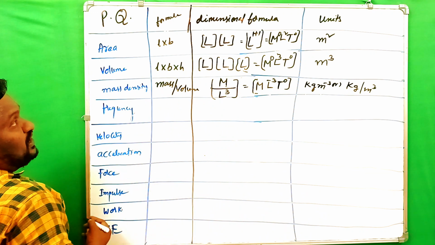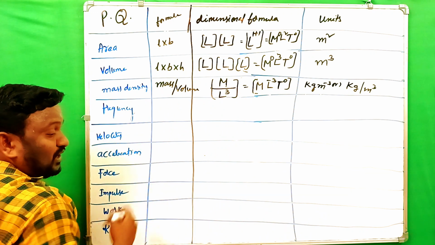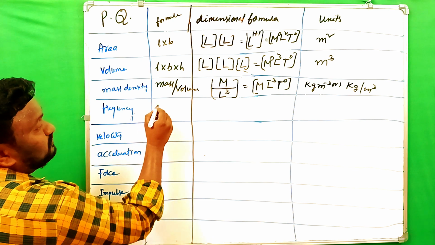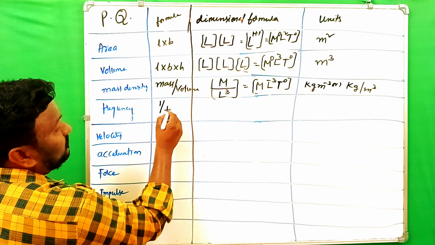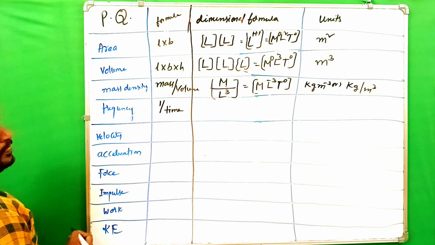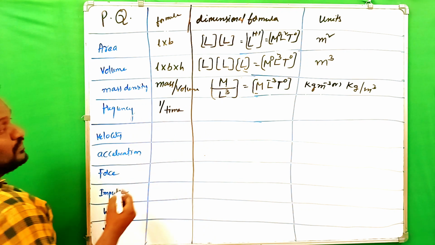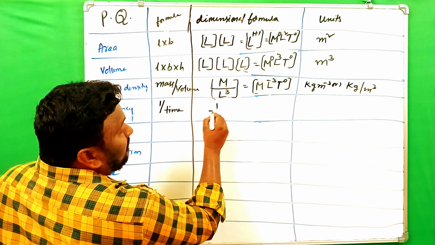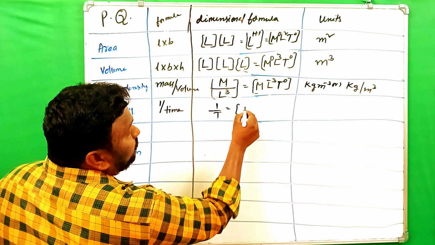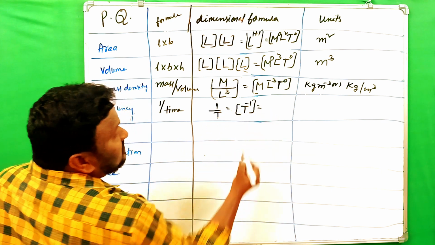And similarly frequency, what is frequency? The number of vibrations made per second. Simply here what to write? 1 by time we can write. Frequency is what? 1 by time. So then obviously what to write here? 1 by t. That means what? T inverse 1.